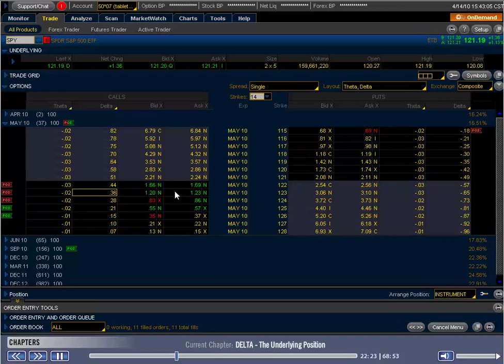Okay? So when I go out and I buy one contract to the 123 calls, it's making me net long 36 deltas. What's really happening is the option position that I have created is mimicking 36 shares of SPY right now in time. So it helps you equate what your risk is on this particular trade.